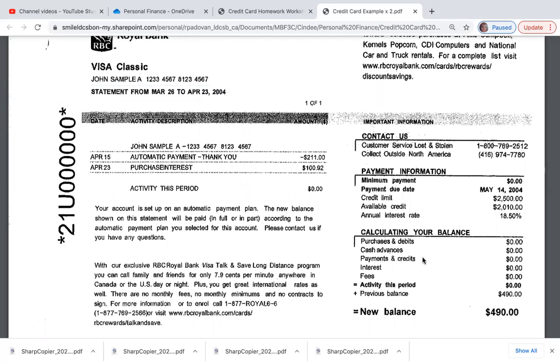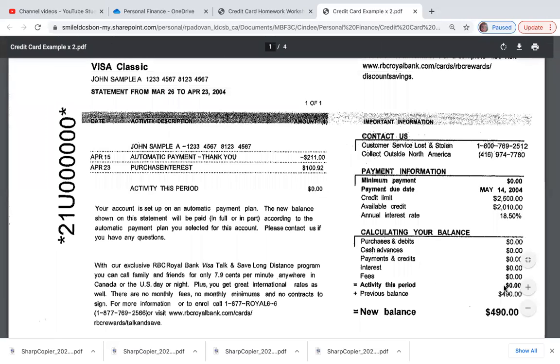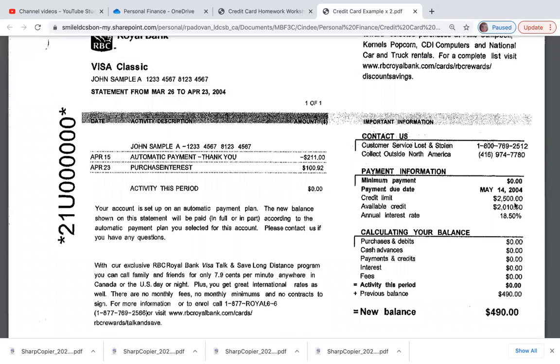Here, interest and fees is 0. So if there was a charge or extra interest you were paying, that would show up here under interest and fees. So I would say nothing. What is the total amount of the credit line? Like a loan, it is $2,500. That's your credit card limit, we call it.